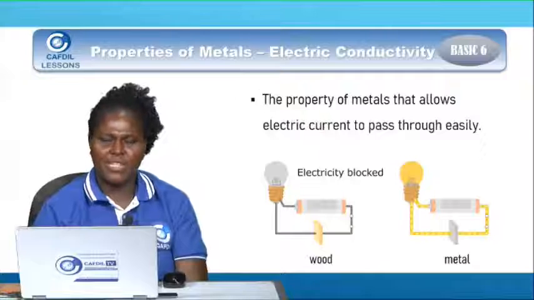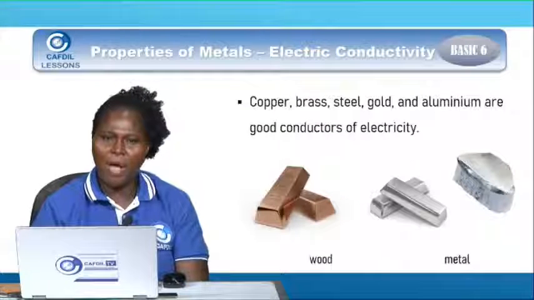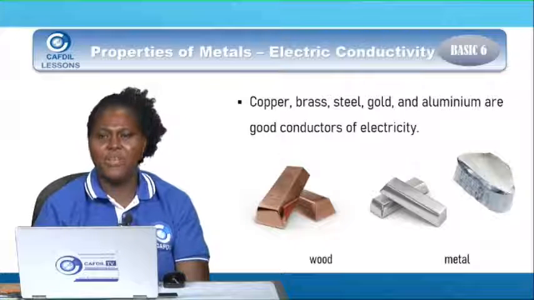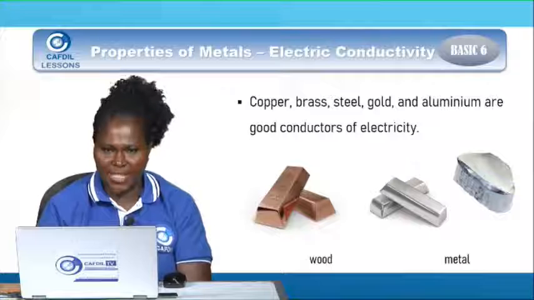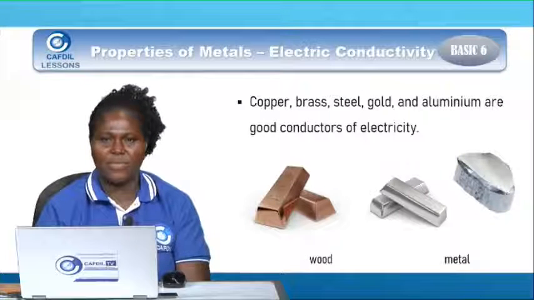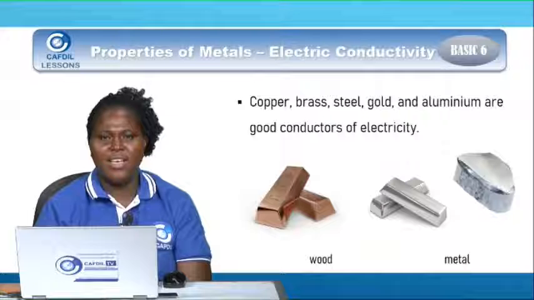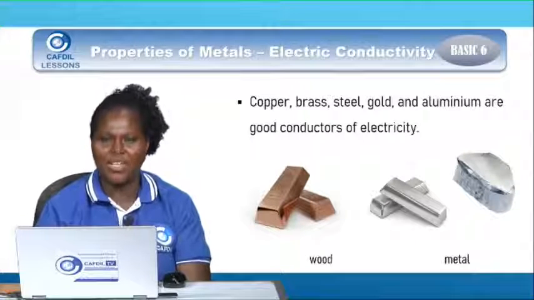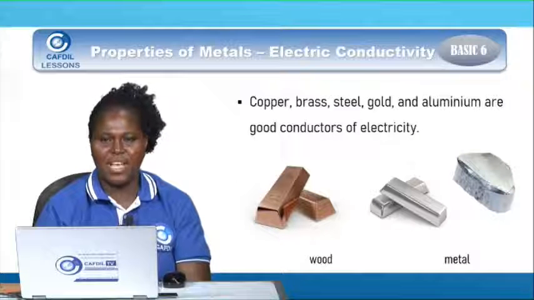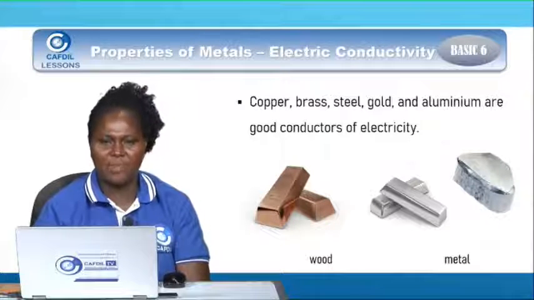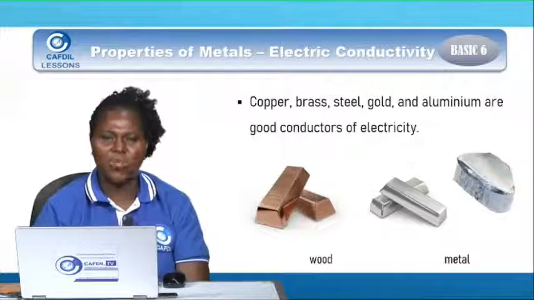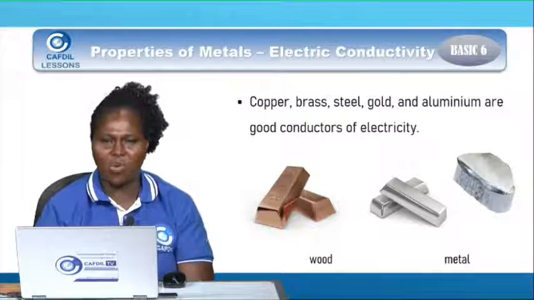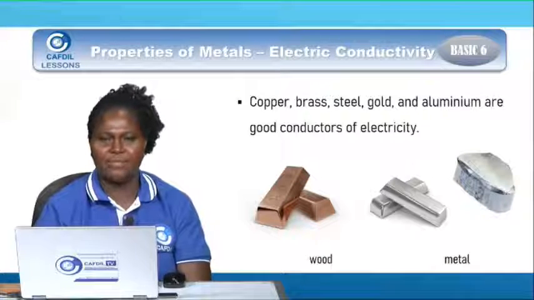Good. Let's continue. Now copper, brass, steel, gold, and aluminium are good conductors of electricity. And we have their pictures on our screen. But wood is a bad conductor of electricity. Glass is also bad conductor of electricity.